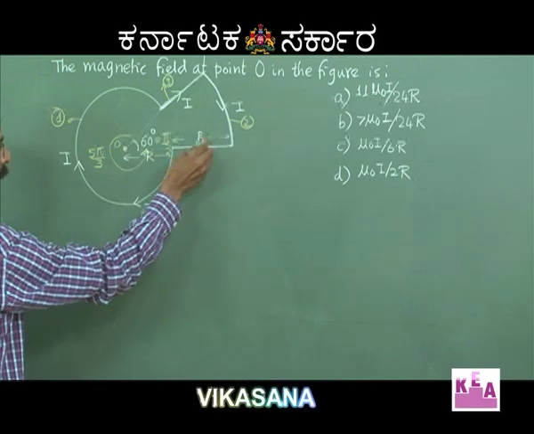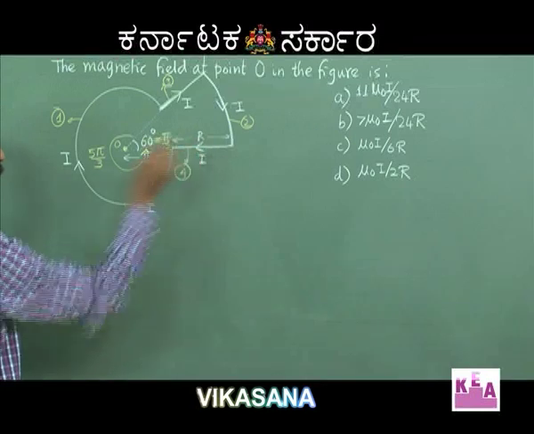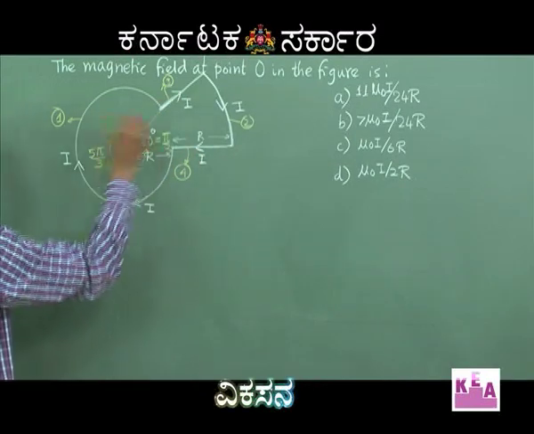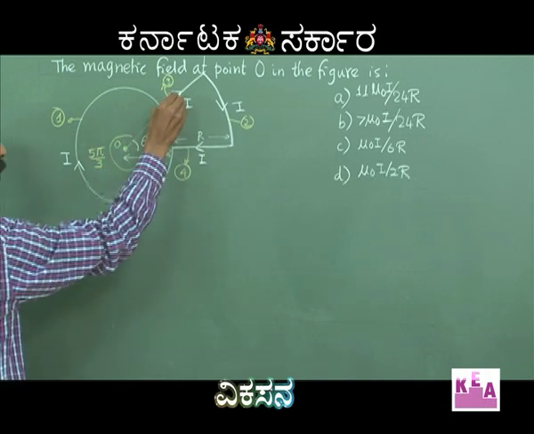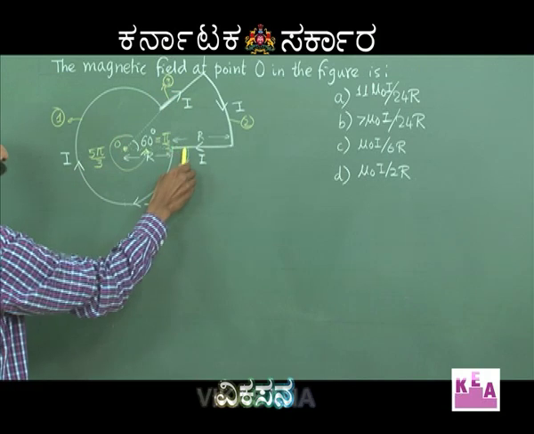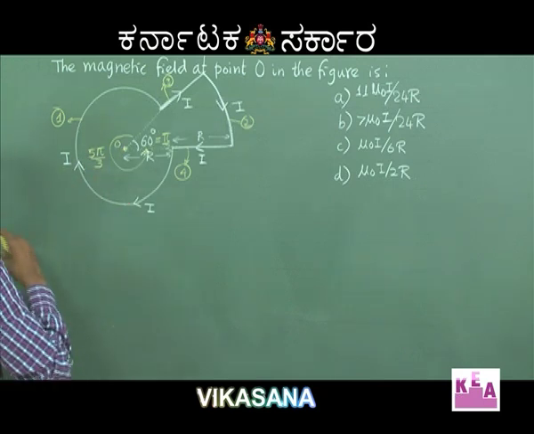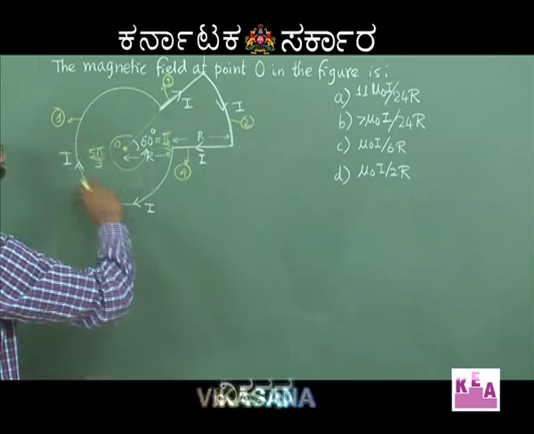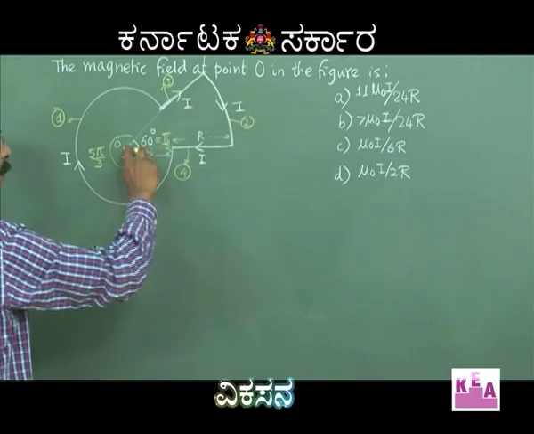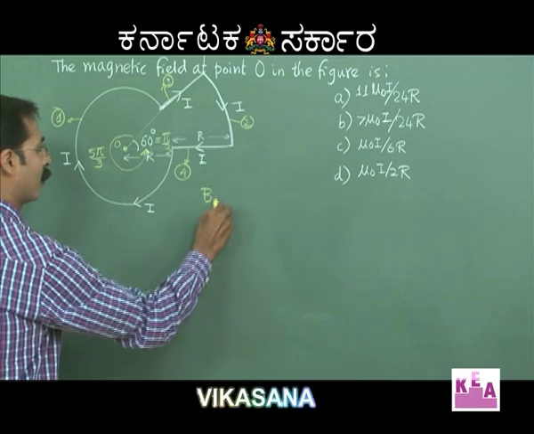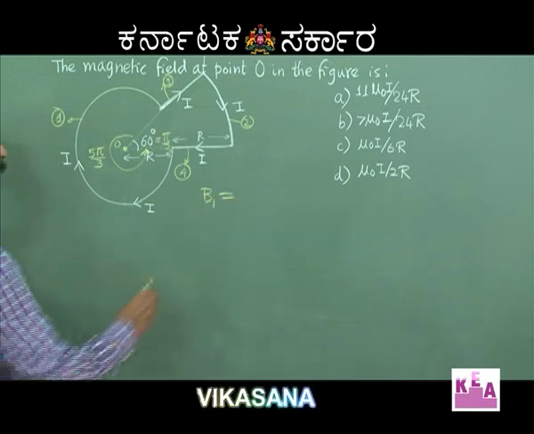As this point is exactly in front of this wire, the magnetic field due to this wire is 0. As this point is exactly in front of this wire or behind this wire, the magnetic field here is 0 due to this one. Therefore, third part and fourth part do not contribute anything to the magnetic field at O. What remains is to calculate the magnetic field due to this part here and that part here, then vectorially add them.